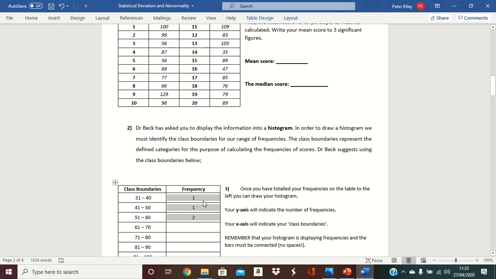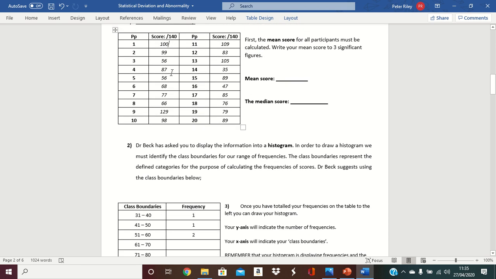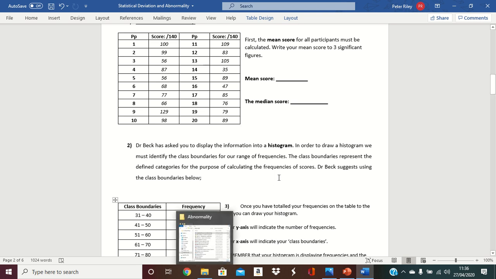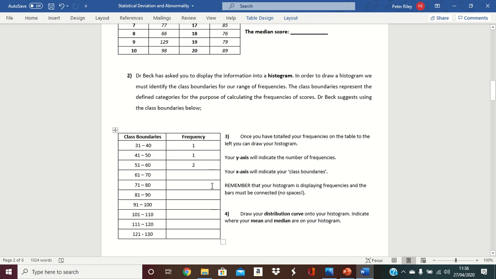So all we need to do to calculate the frequencies is look at the individual participant scores, and if it fits within that boundary, then we effectively tally it off. So here, 31 to 40, we look at each individual score and we'll see we only have one participant who scored within that boundary. So we'll put a 1 there, or tally a 1 if you're doing this by hand. The scores 41 to 50, again we will see individually there is only one participant. The scores that range between 51 and 60, well, this time we have 2 because we have 2 participants who scored 56. So that time the frequency is 2. So you would need to do that for all of the class boundaries.